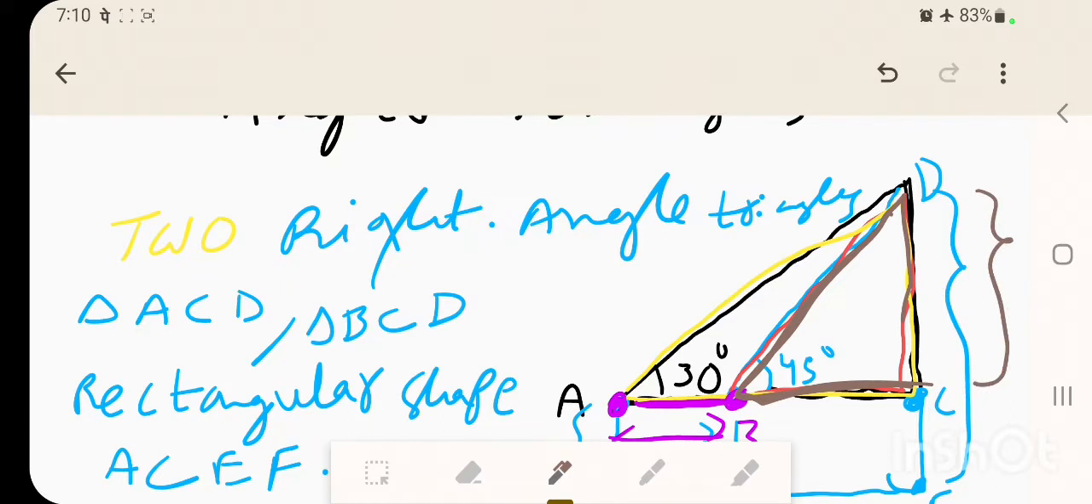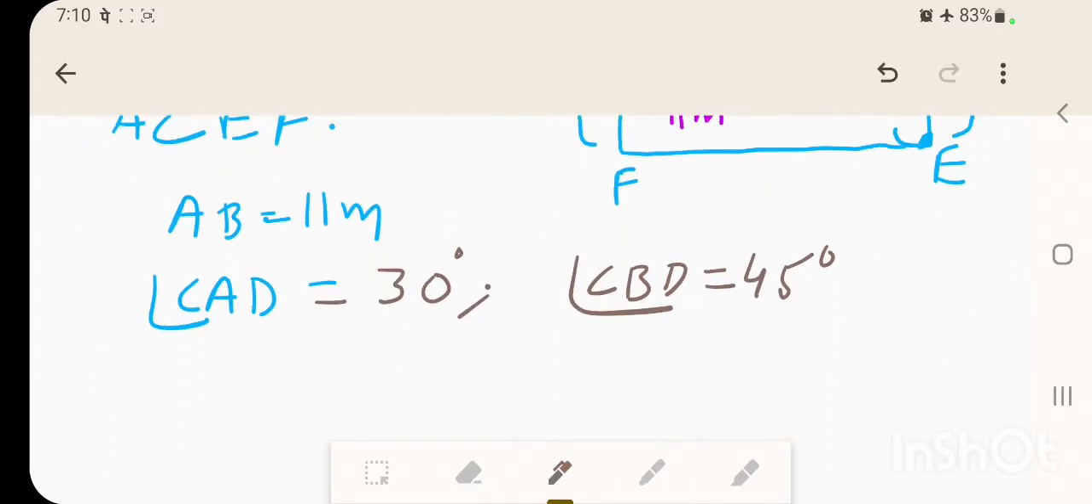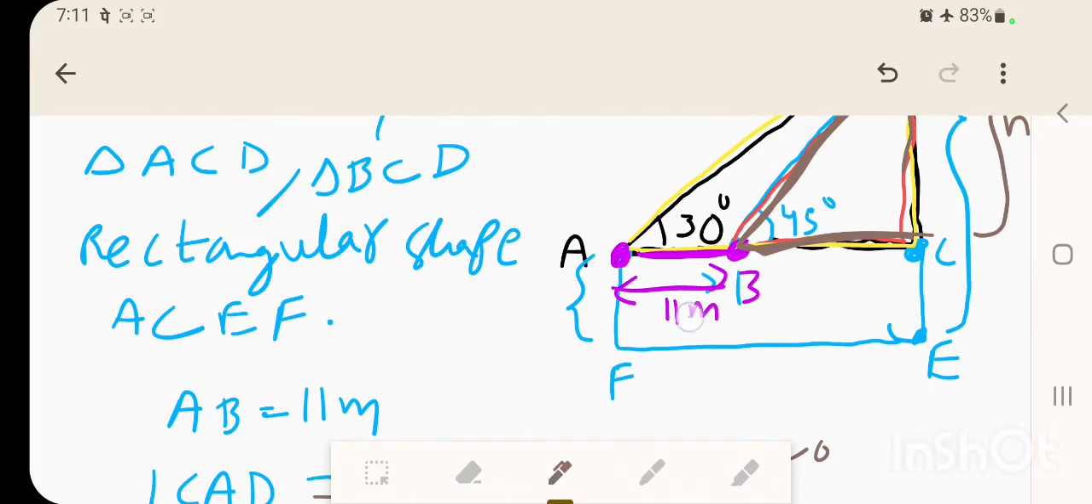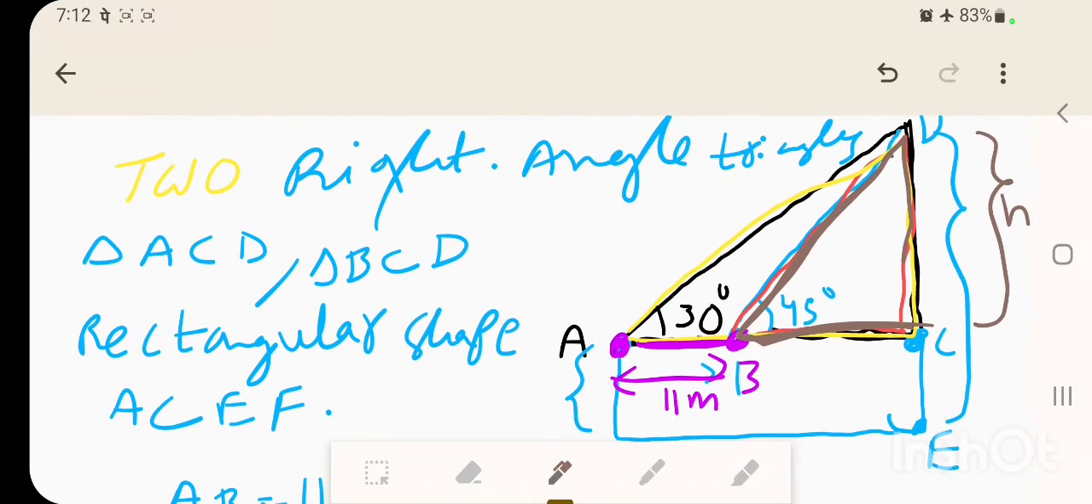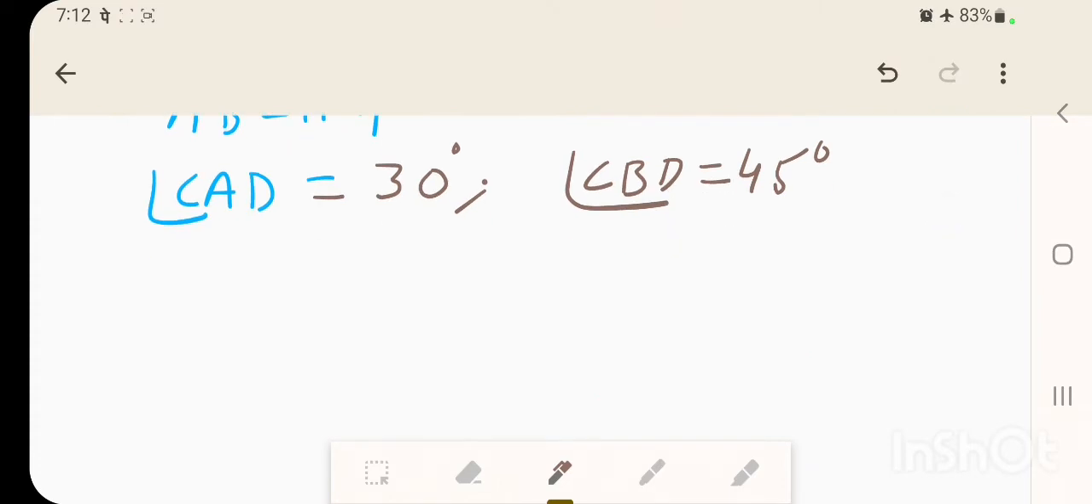CD we can take as H. That is not the complete height of the palm tree, it is CD, which is above the person's height. So CD here we are going to take as H. The total height of the palm tree is nothing but ED.